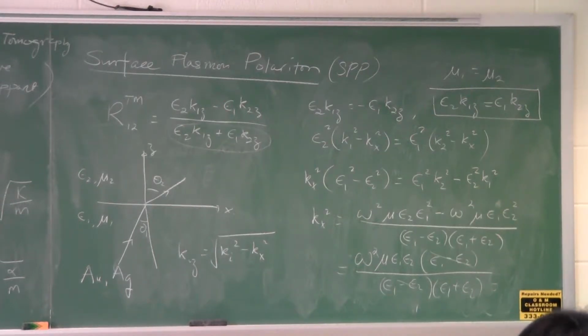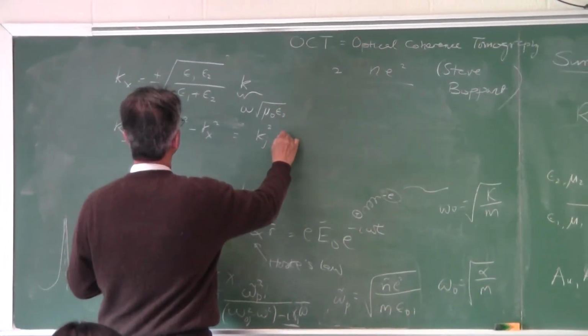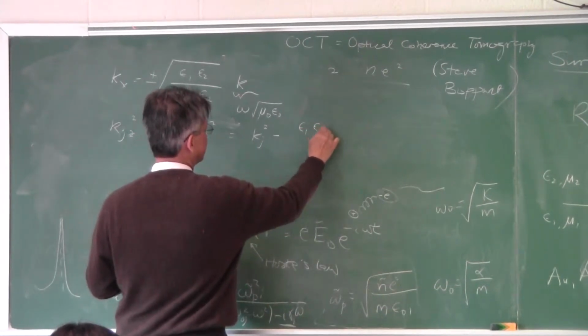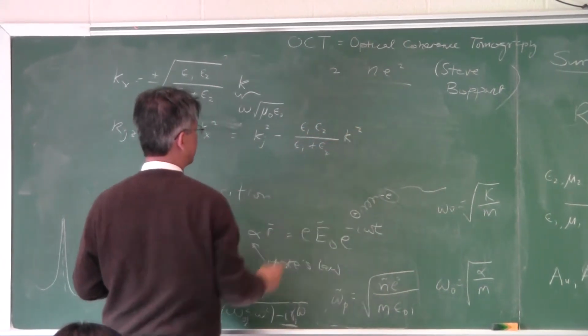And you do things accordingly. So if I work out, say, kjz squared, it will be equal to kj squared minus kx squared. And that would give me something like kj squared minus epsilon 1, epsilon 2, over epsilon 1 plus epsilon 2, k squared.